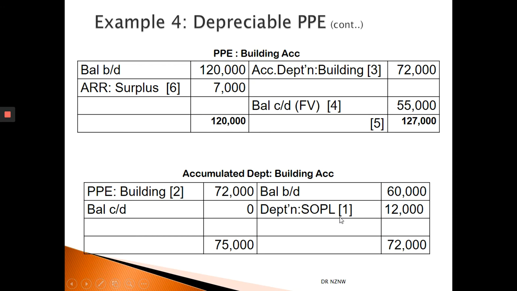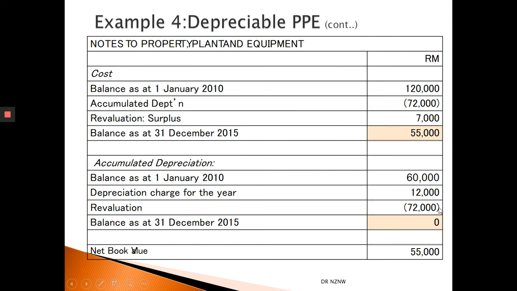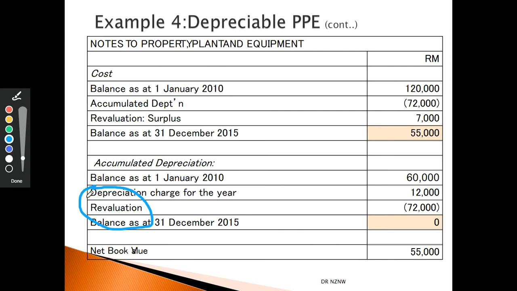Dia adalah kalau kira depreciation dulu, so dia revalue akhir tahun. You can see that the current year closing balance for depreciation dia kurang lah. So kita dah eliminate semua based on the old value. Okay, so in here, you can see how we actually show that you get 72,000 for your revaluation.